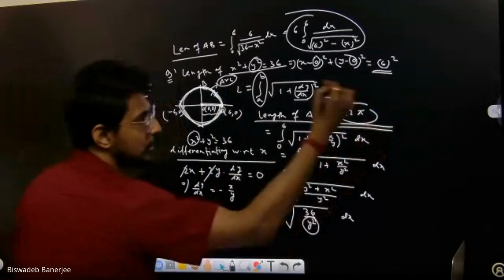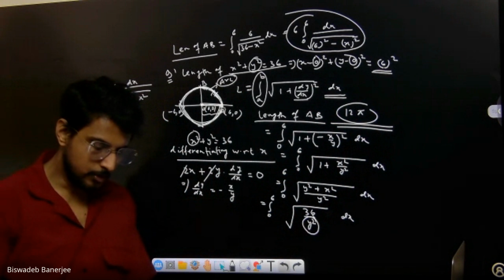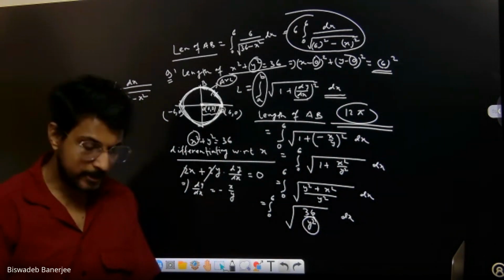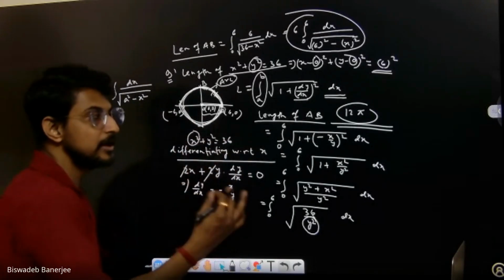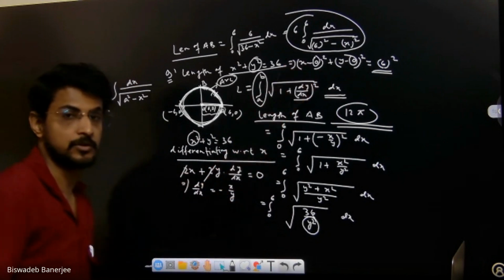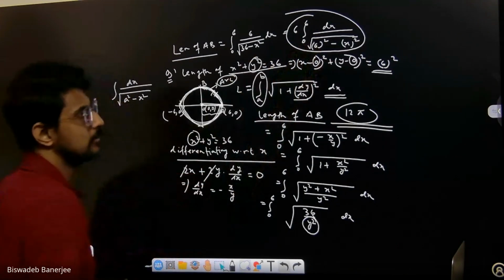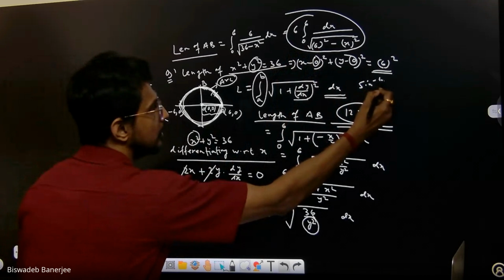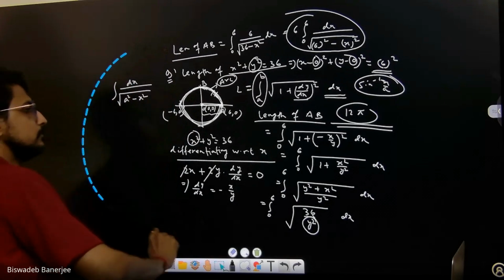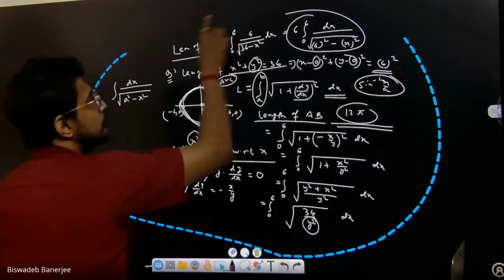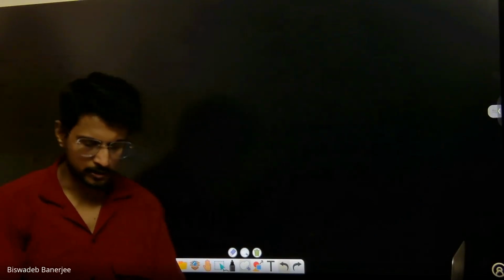You have to prove this is 12 pi. So you can easily solve this integration. If you are unable to solve it, in my next video I shall upload the solution of this integration. It's a very basic integration. The formula is sine inverse x by a. And then multiply it by 4. So this is my solution.